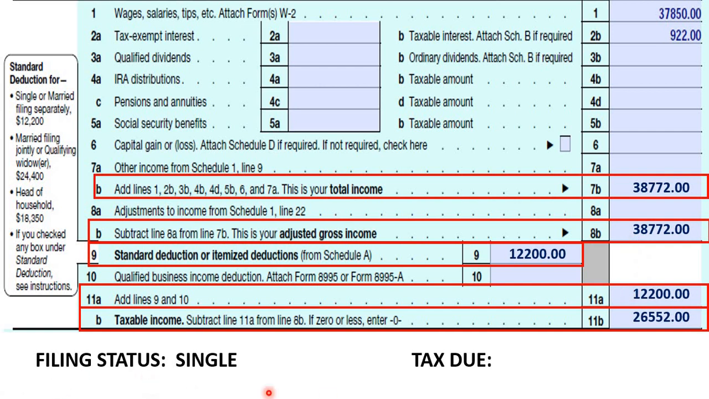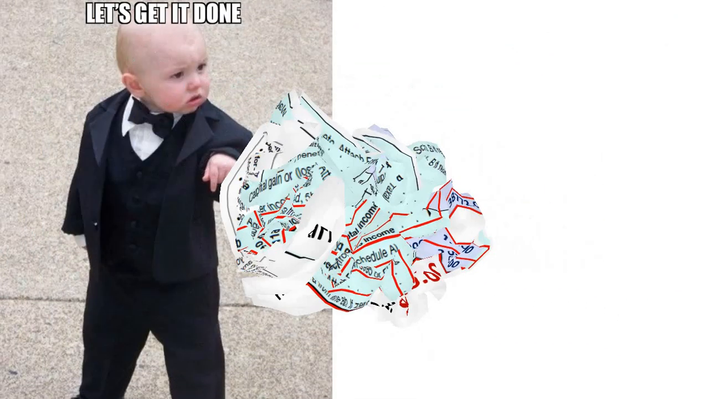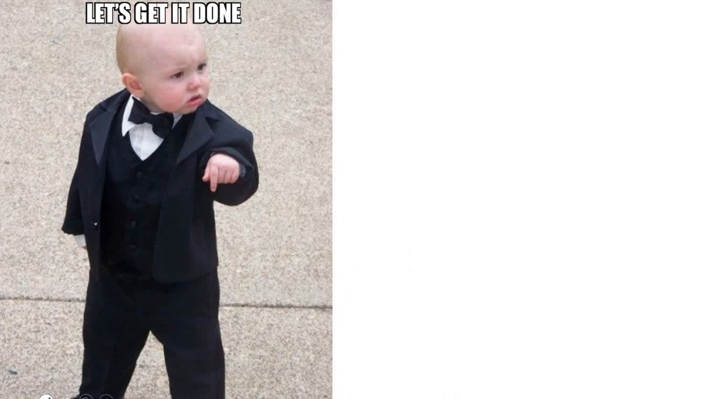Last but not least, we got to get our tax due. Got to go back to the 2019 tax table and look up that value. Think about what information we need to have to look that up. So what is our amount of tax due for this information? Perfect, $2,995, because you looked up the 26,552 and you used the single column. Excellent job.